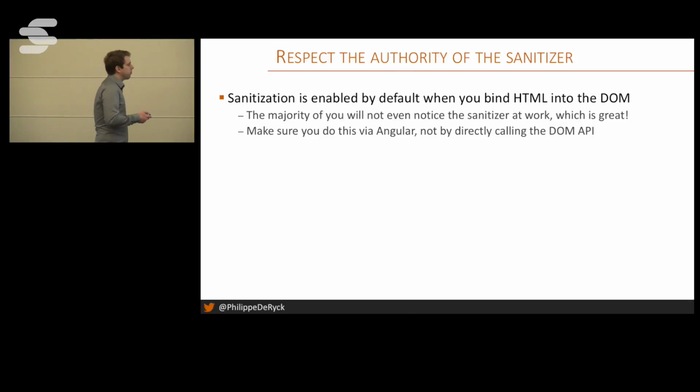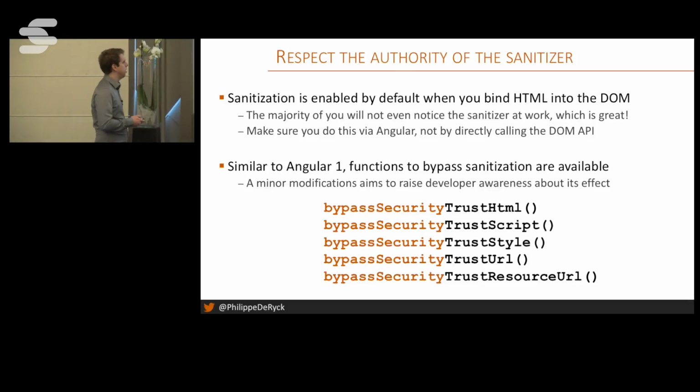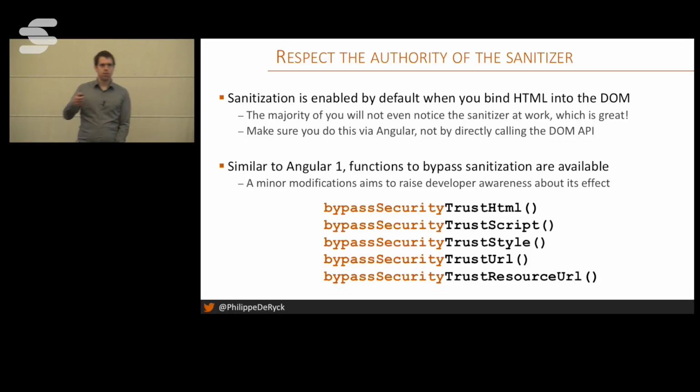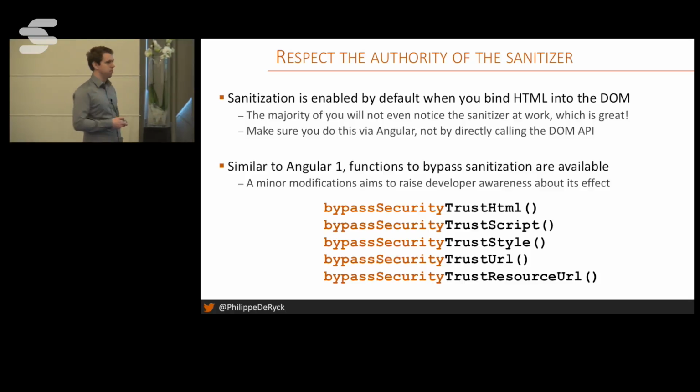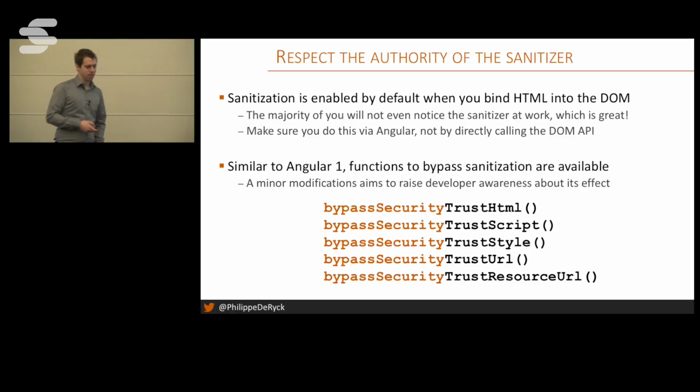In Angular 2, you can also use these trust as HTML functions, but they made a small modification to it. They added the keyword bypass security. So this hopefully helps people from writing these sanitized filters that call trust as HTML and hopefully triggers a bell like, bypass security, what could that mean? Maybe I should read some documentation on this. You might think this is sufficient.